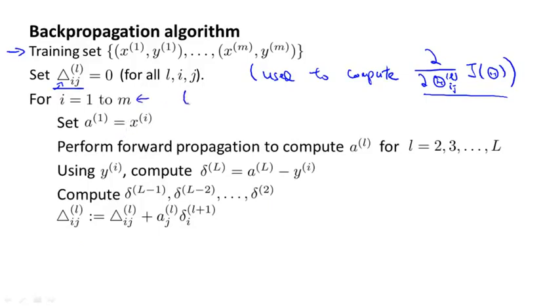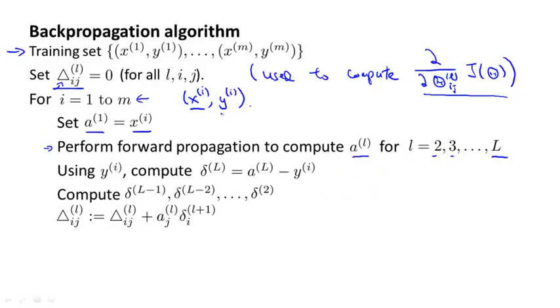For the ith iteration, we're going to be working with the training example xi, yi. The first thing we're going to do is set a1, which is the activations of the input layer, to be equal to xi, the inputs for our ith training example. And then we're going to perform forward propagation to compute the activations for layer 2, layer 3, and so on up to the final layer, layer capital L.